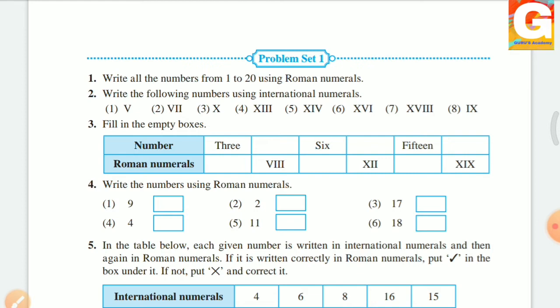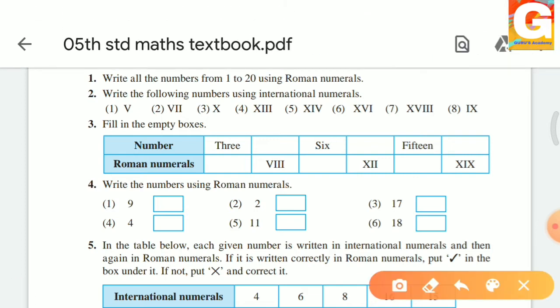Now let's start our first problem from problem set 1, that is: write all numbers from 1 to 20 using Roman numbers. That I have told you all. We have seen how we are supposed to write 1 to 20 in Roman numbers. Now let's go to our next question.